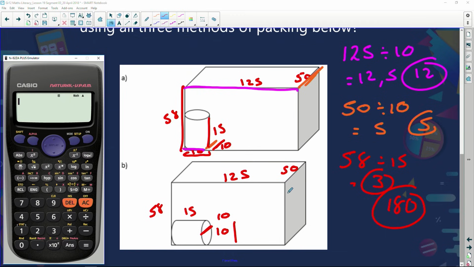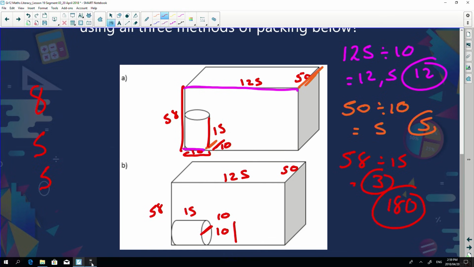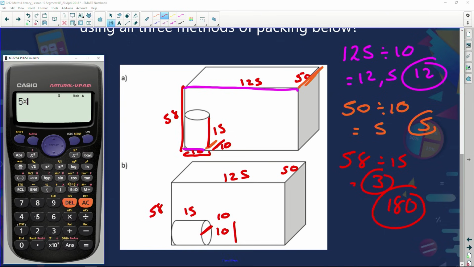I've got 125 centimeters divided by 15, and I get an answer of 8 comma something. So it means I can fit 8 in the one way. Now we've got 10, I've got 50 divided by 10, which is going to give me 5. Then we've got 10, I've got a 58 height, 58 divided by 10 is 5,8, which will give me 5. Now let's multiply all that out, and we're going to say 5 times 5 times 8, which gives me 200.